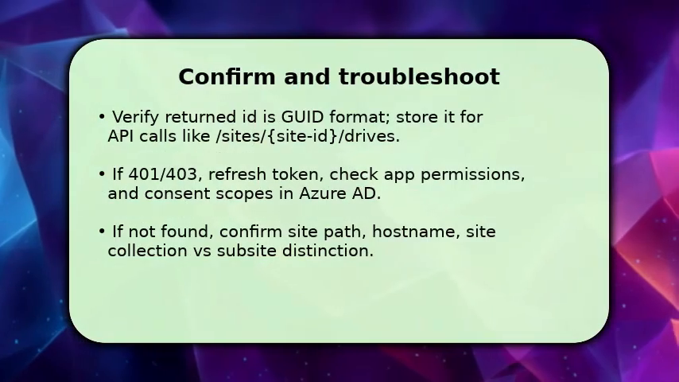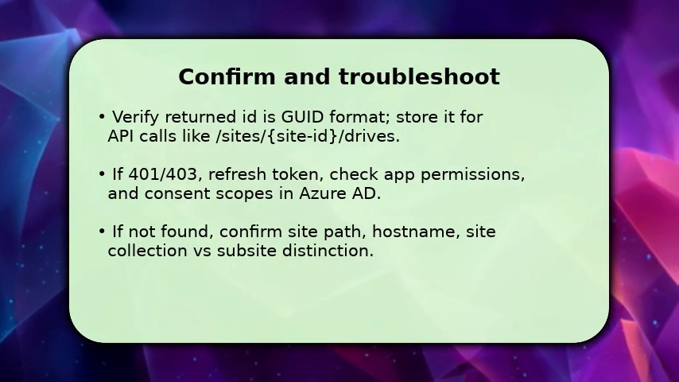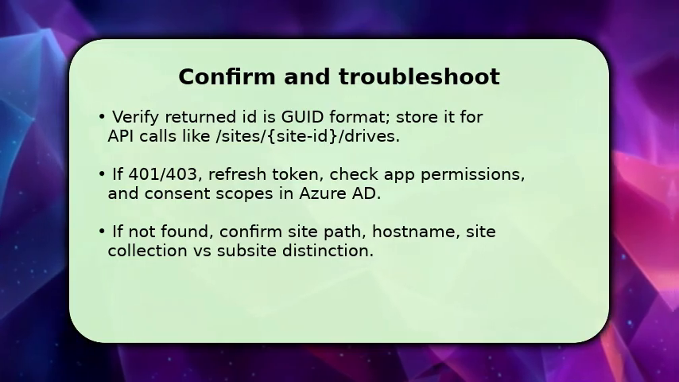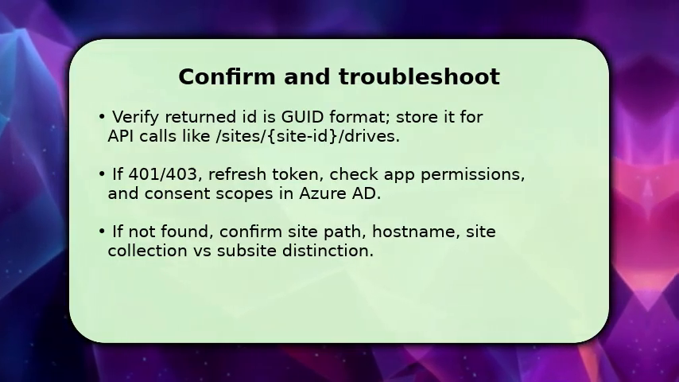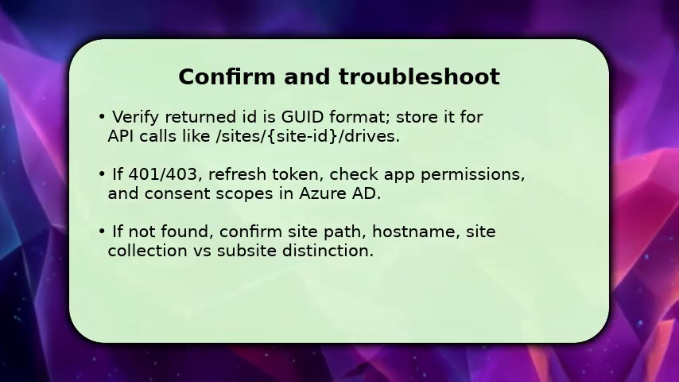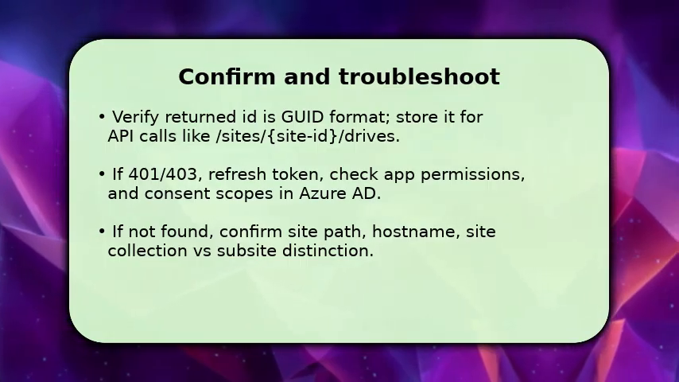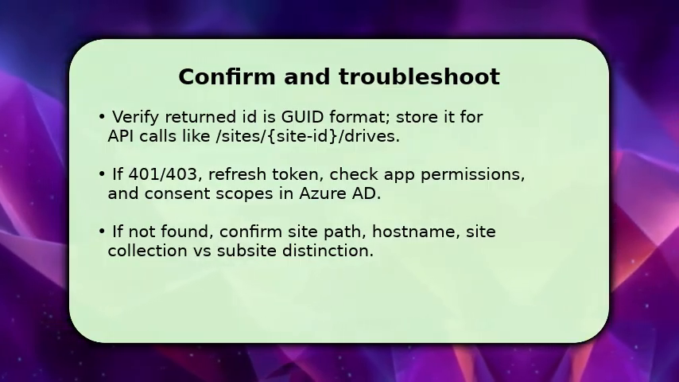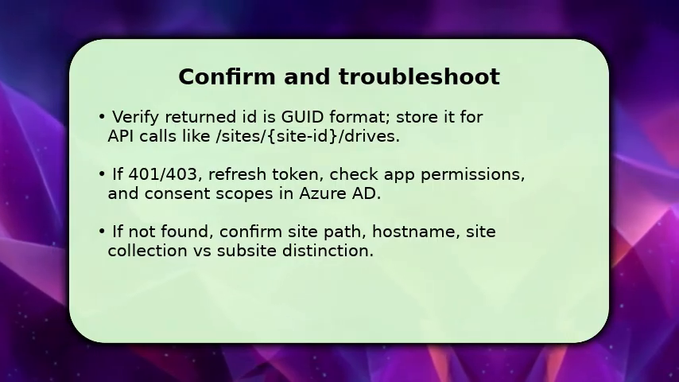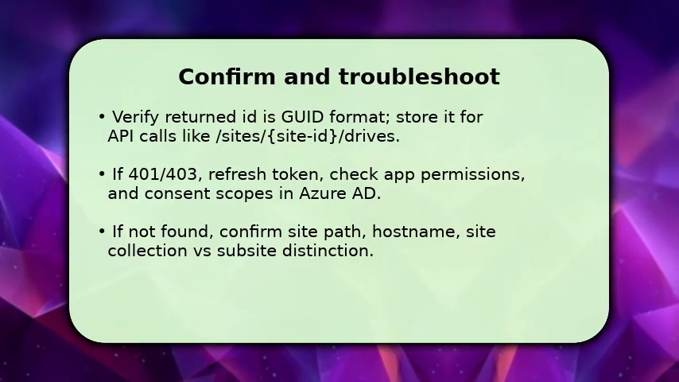Use that in subsequent Graph or REST calls, for example GET /sites/{site-id}/drives. If you hit 401 or 403, refresh or reacquire the token and recheck app permissions and consent in Azure AD. That's the most common blocker. If the API returns not found, double-check the hostname and whether you targeted a site collection versus a subsite. Correcting the path usually fixes it.